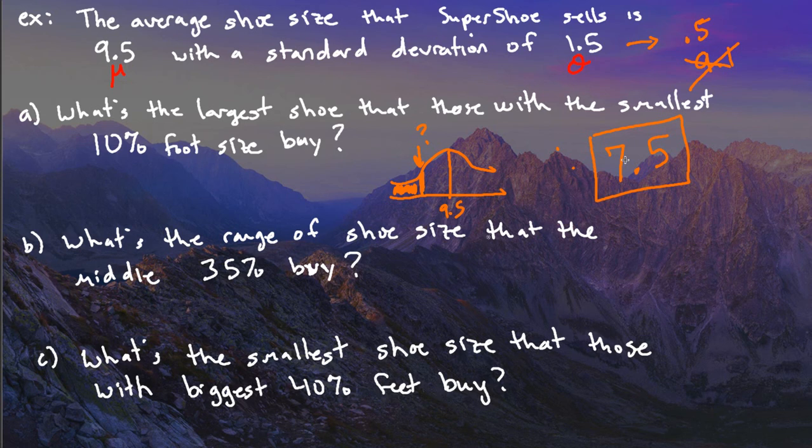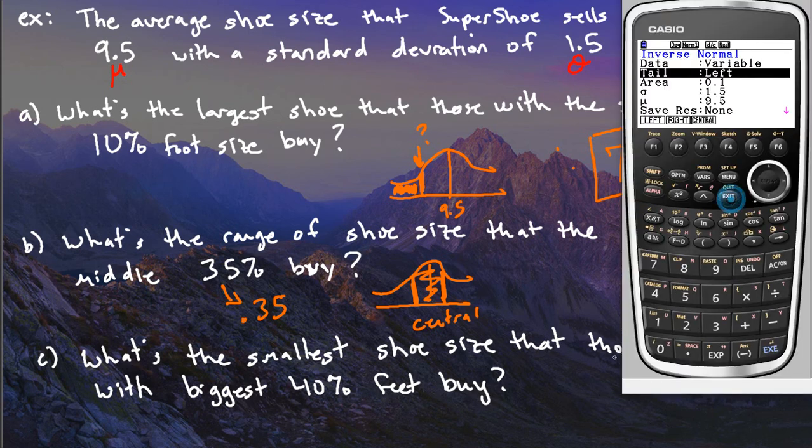What's the range of shoe size that the middle 35% buy? So we're talking about those averages, the average person. They're in here in the middle, so this is our central. Basically, 0.35 when I put it in the calculator gives us the area under this curve. So we want to know the two values that it's stuck between. So we go to our stats, our tail is going to be central, and our area is 0.35, and the standard deviation and mean have not changed, and we get 8.8.